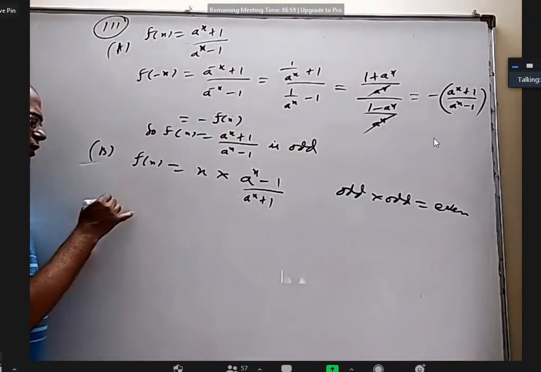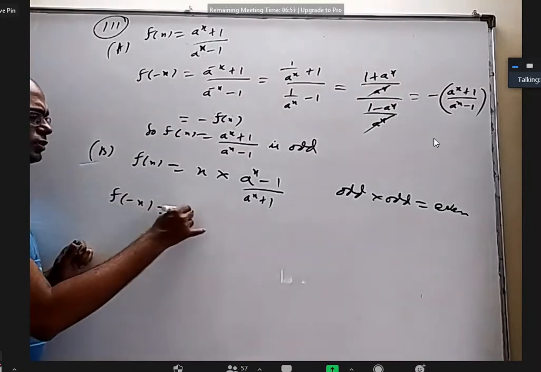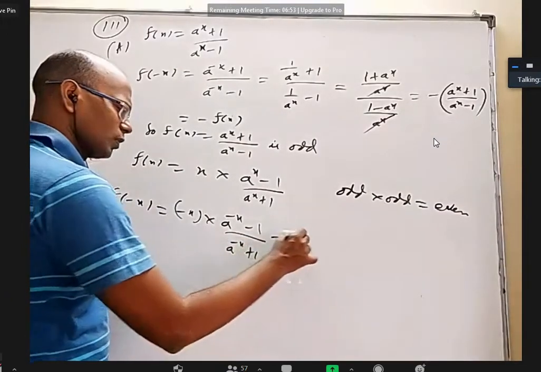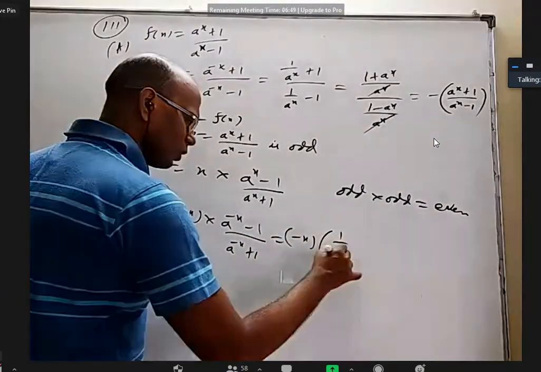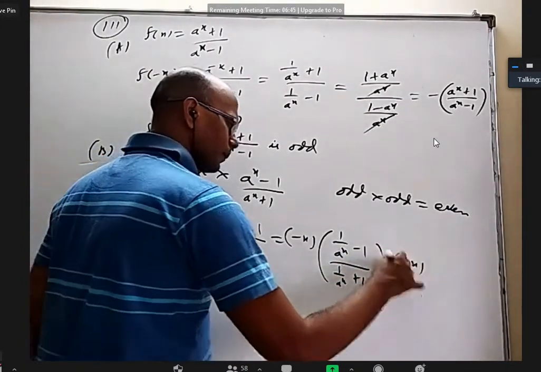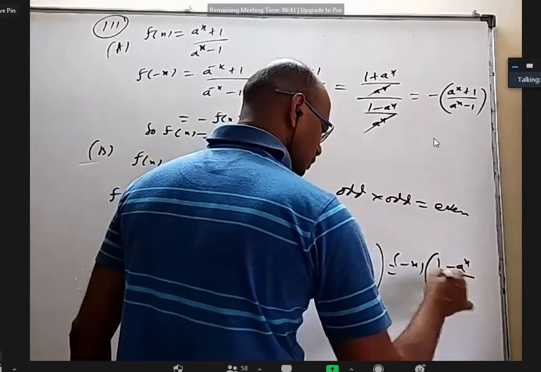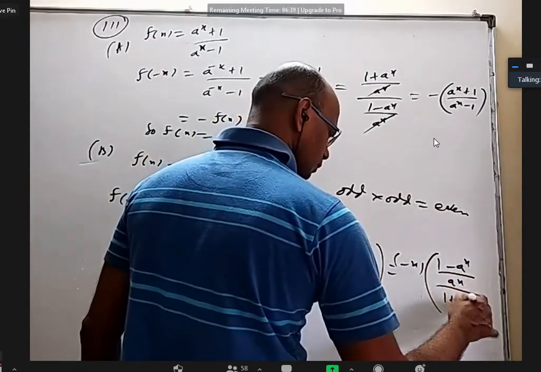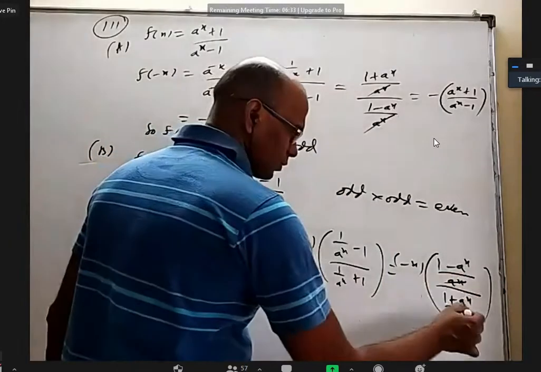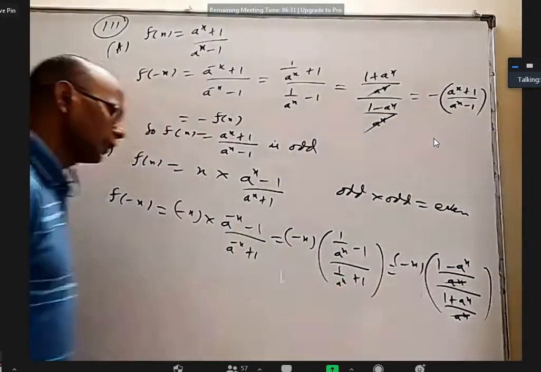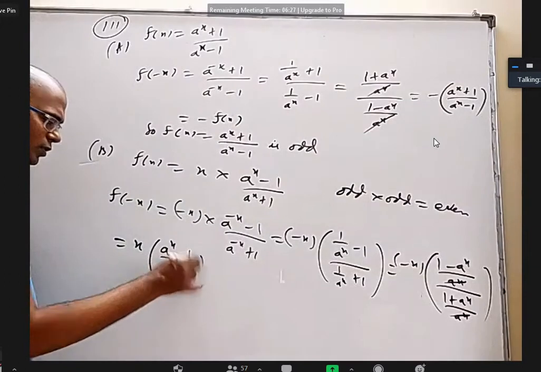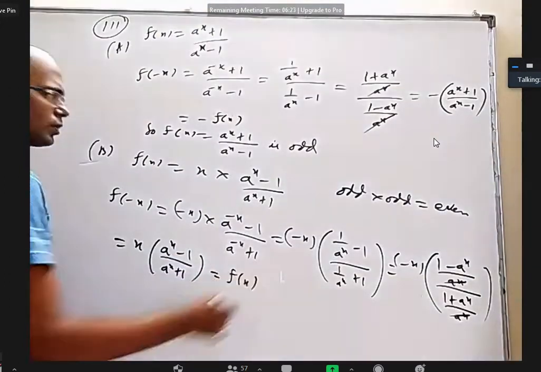Either that way, or if you really want to find f of minus x, you can recheck it. This is minus x into a power minus x minus 1 by a power minus x plus 1. You can write 1 by a power x minus 1 by 1 by a power x plus 1. Take LCM. We'll get 1 minus a power x by a power x, 1 plus a power x by a power x. A power x will cancel. You can use this minus to give inside. You will get x into a power x minus 1 by a power x plus 1, which is f of x. So f is even.